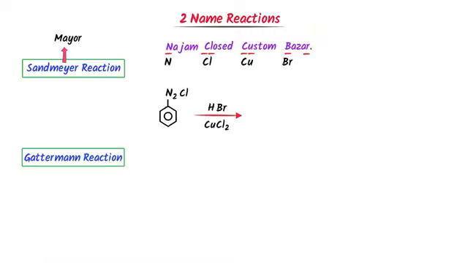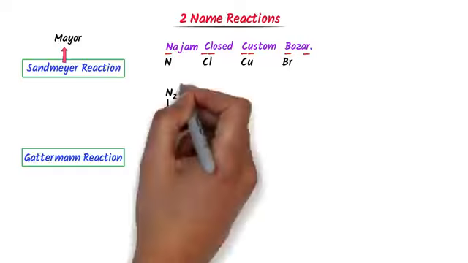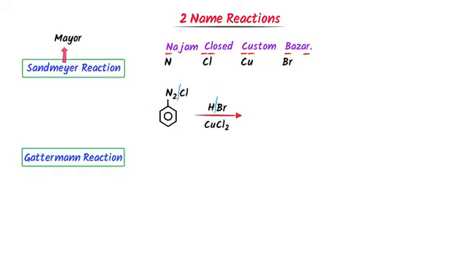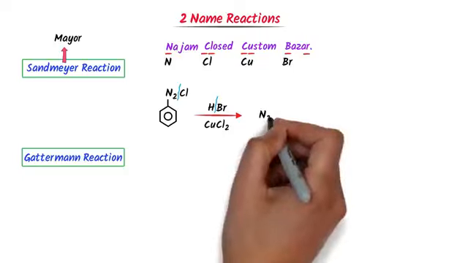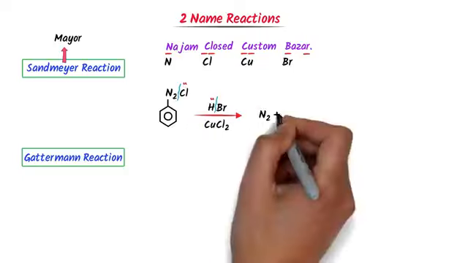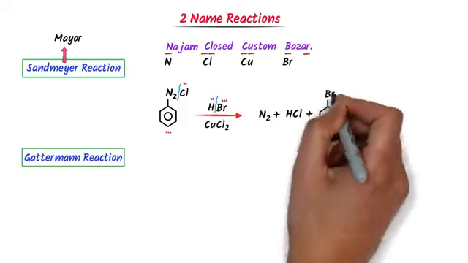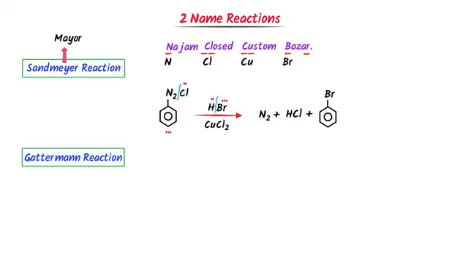Now we can easily guess its products. I get hydrogen and bromine. I get nitrogen and chlorine. This nitrogen will evolve as nitrogen gas. This chlorine and H combine to form HCl. This benzene ring and bromine react together to form alkyl halide. So this is the Sandmeyer reaction.